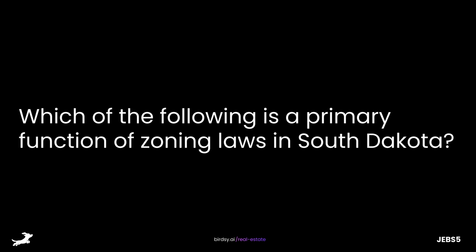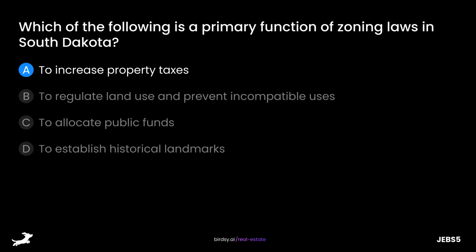Public versus private land use controls. Which of the following is a primary function of zoning laws in South Dakota? Is it A, to increase property taxes, B, to regulate land use and prevent incompatible uses, C, to allocate public funds, or D, to establish historical landmarks? The answer is B, to regulate land use and prevent incompatible uses.